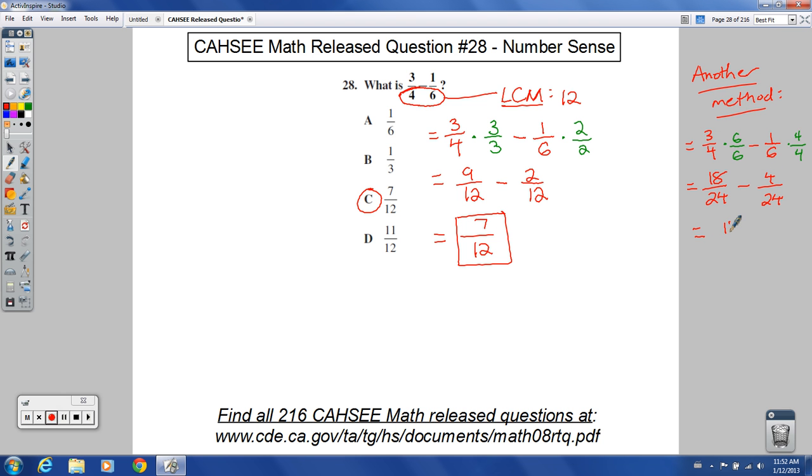And you have 14 over 24, which becomes, if you divide both of those by 2, they're both even, so they're both divisible by 2, you have 7 over 12. Final answer is the same thing either way you do it. Choice C.